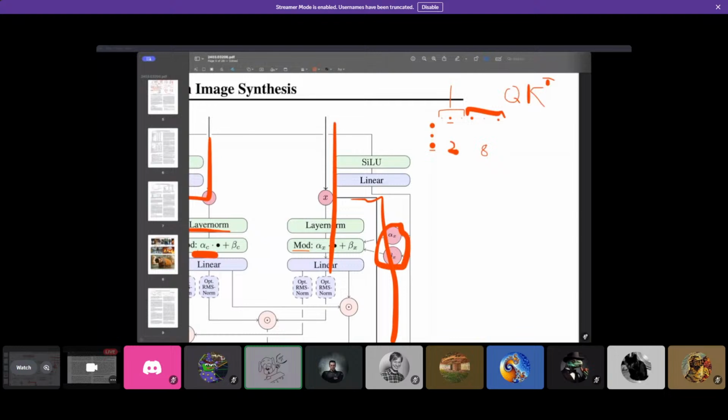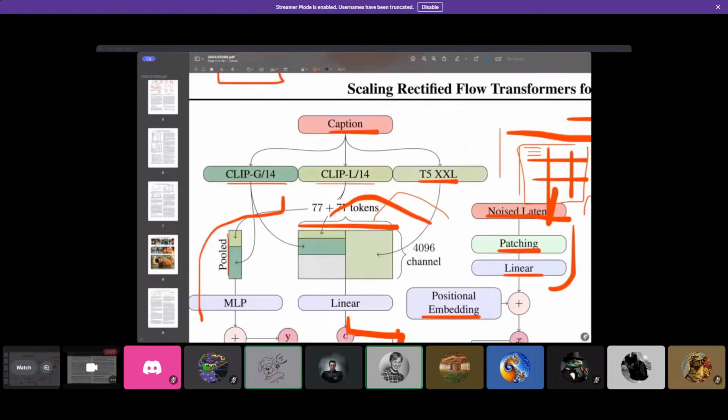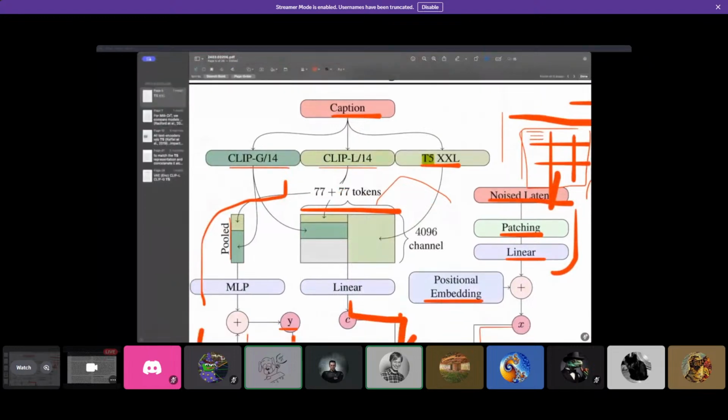Do we know what the sequence length of the T5 encoding is? Also 77. Oh, really? Well, they keep it simple, I guess. Here it says 77 plus 77, but I thought those two 77s were both coming from the 2 clip models. No, the two clip models are concatenated in the dimension. So the two clip models end up in one sequence of 77 tokens with number of dimensions equal to number of clip G dimensions plus number of clip L dimensions.